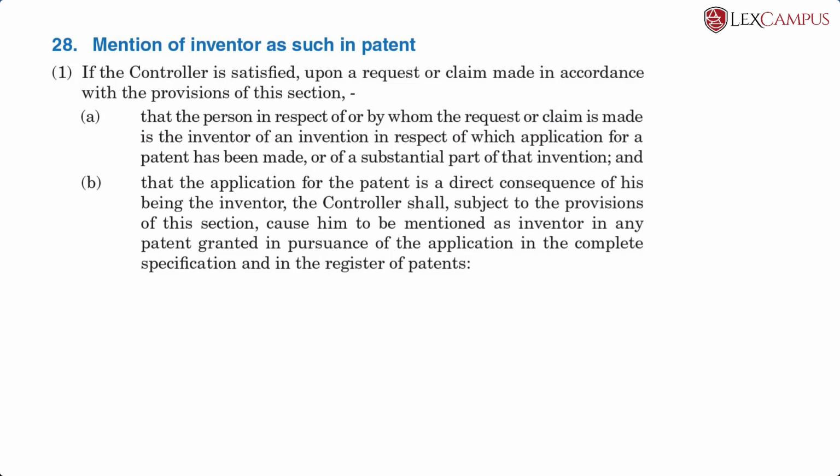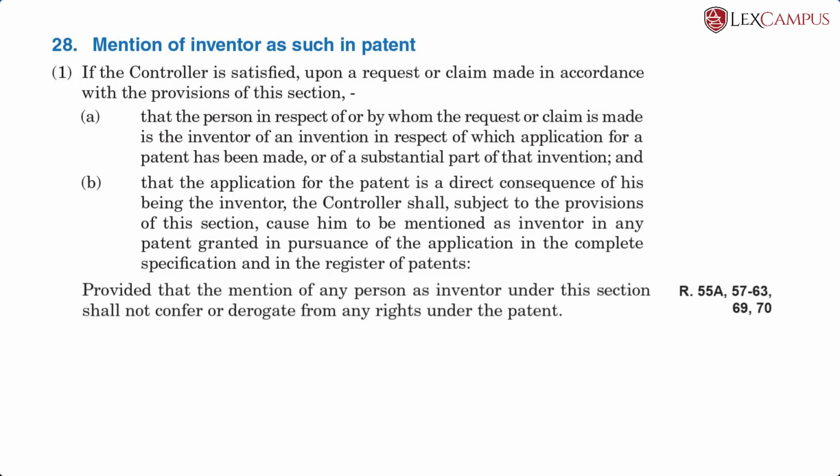That is one place where he will make the correction, and in the register of patents. So, the controller will correct the record in two places: in the complete specification, that is form 1 and form 2, and also in the register of patents. And as I mentioned before, this does not affect the rights of owners. The mere mention of an inventor's name does not affect the right of the owners, because applicants are the owners of the patent.